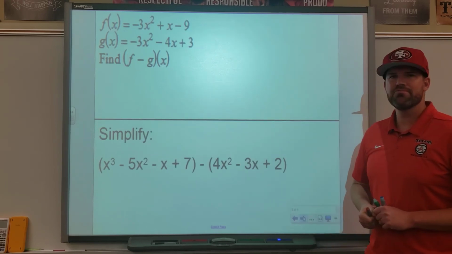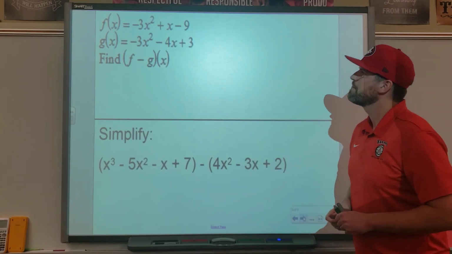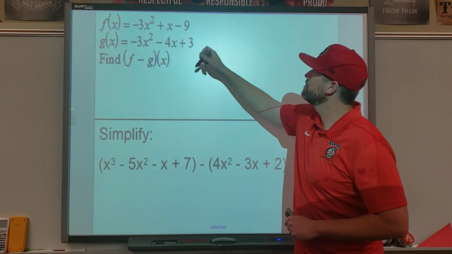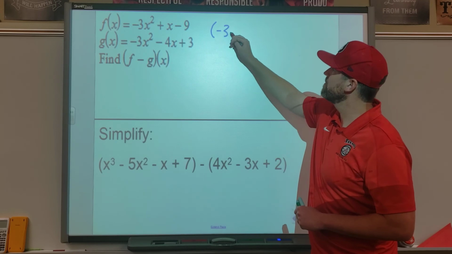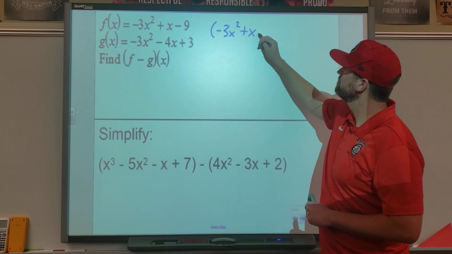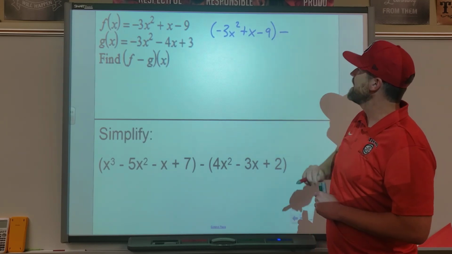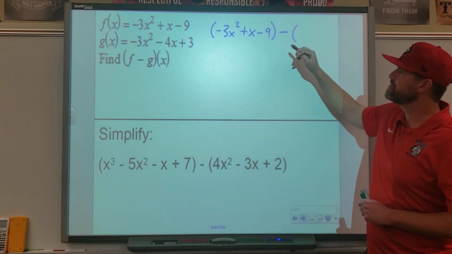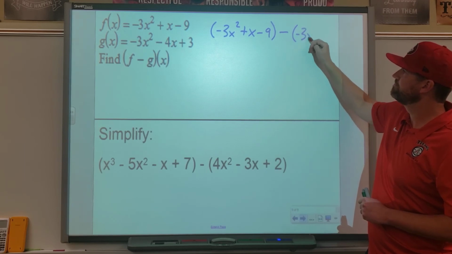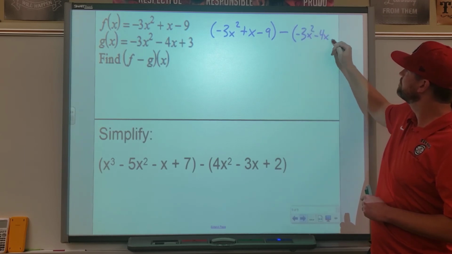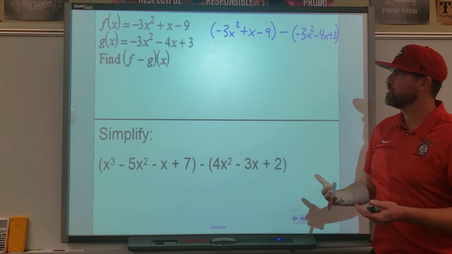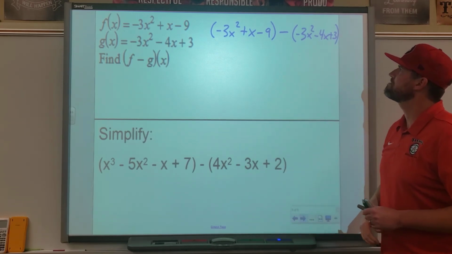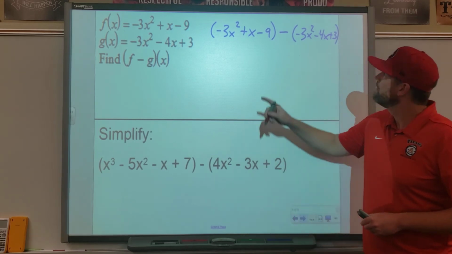All right, last two problems, and then we're done with boot camp for today. Again, we're going to subtract. We're going to start with f, so I'm going to put that function first. And then subtract. Then I'm going to put the g function, g of x, next. This has more terms, but it doesn't change the process. It's still the same process. Trust the process.